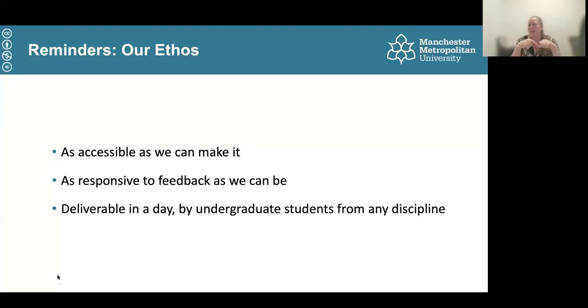We want it to be as accessible as we can possibly make it, and that's in every way. We want to be as responsive to feedback as we can be, by which I don't mean that we've always got time to write lovely emails back to people, but reflecting on the feedback and making changes and responding to it where we can. But our big driver is that it's got to stay deliverable in a day, and it's got to stay so that it can be delivered by undergraduate students from any discipline, because that was our key design criteria when we first put the toolkit together.